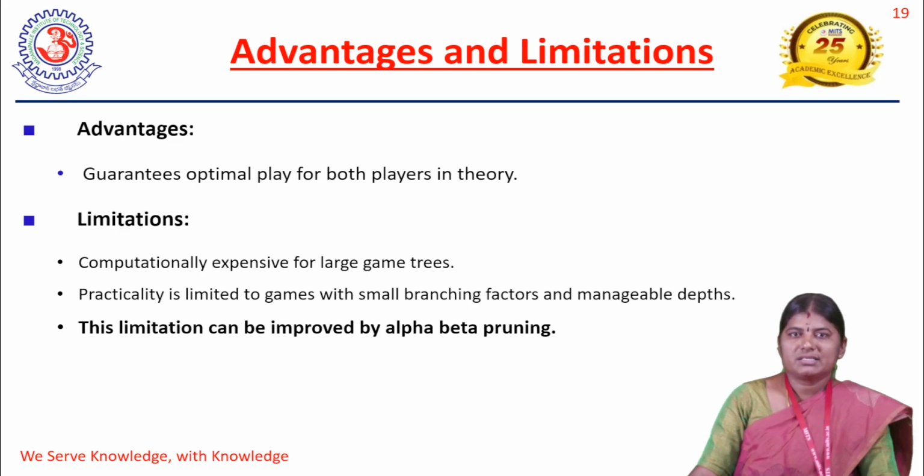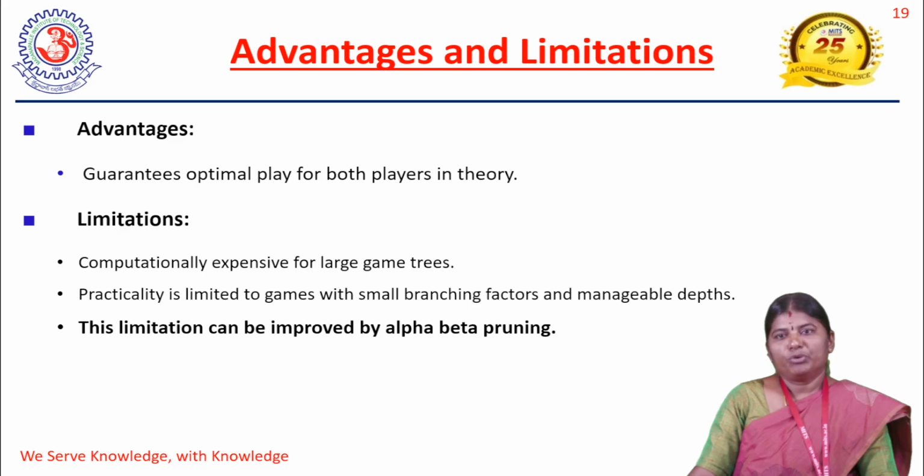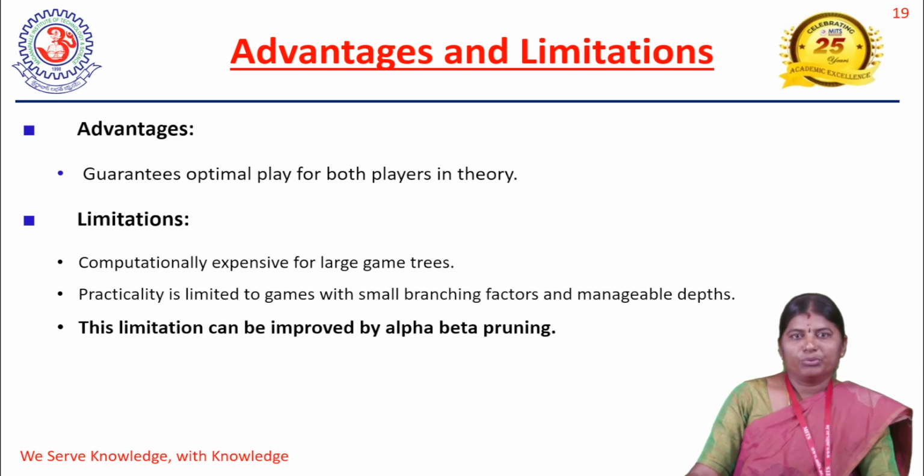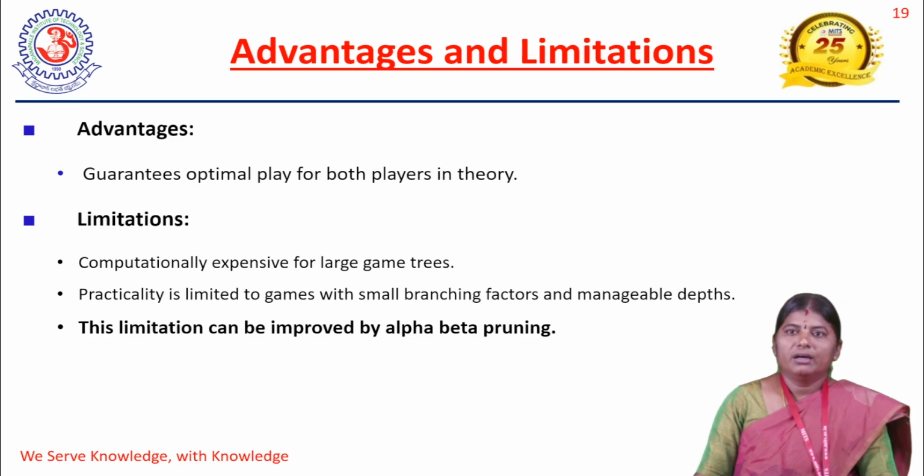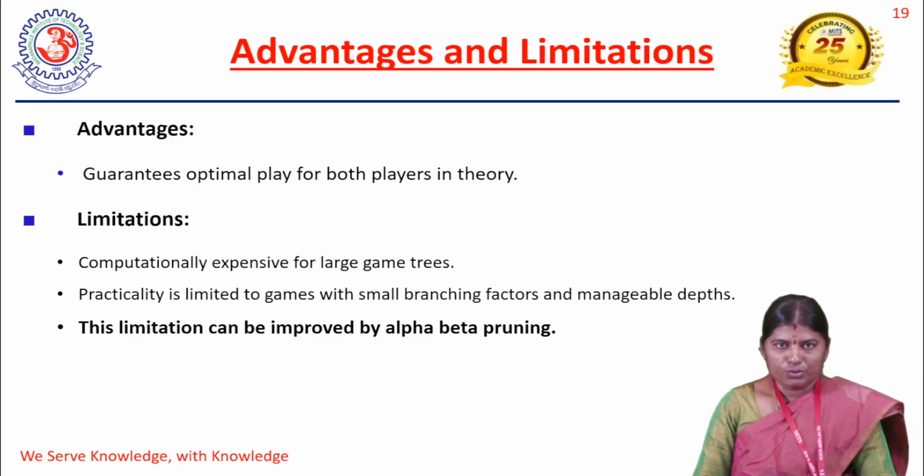These limitations can be overcome or improved by using alpha beta pruning. Instead of traversing all nodes, we can remove or prune the nodes which are not essential or not impacting the outcome. That will be discussed in the forthcoming videos.